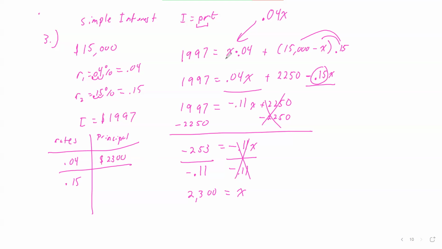Because that one had just a regular old X. Now, how would I figure out how much I invested in my 15%? And what do I get?